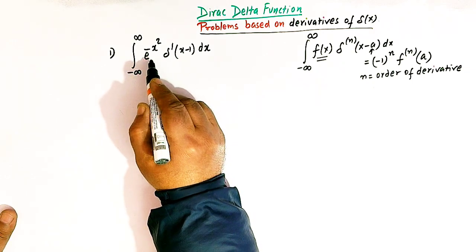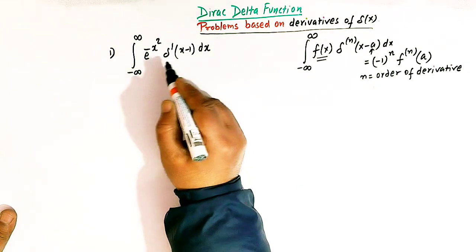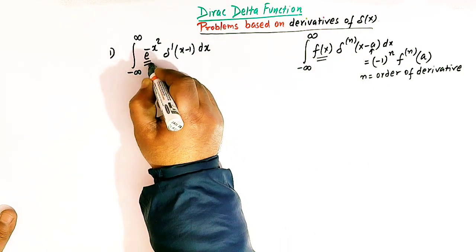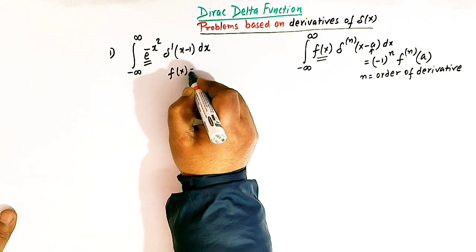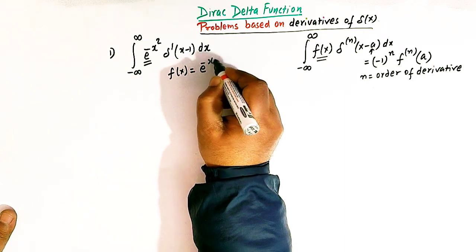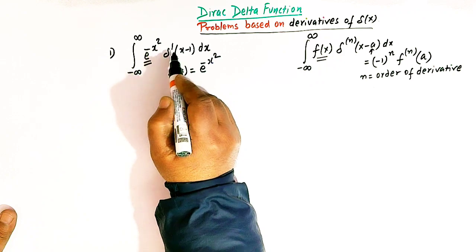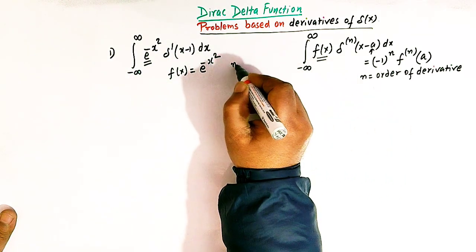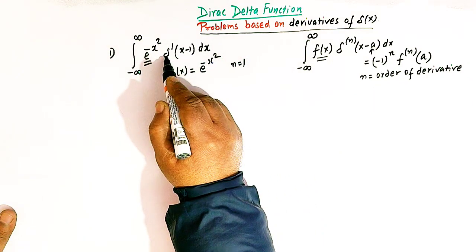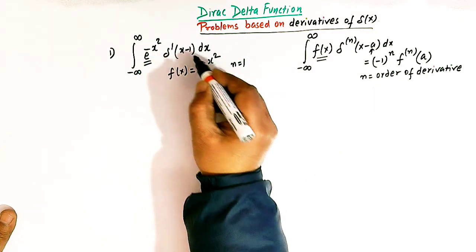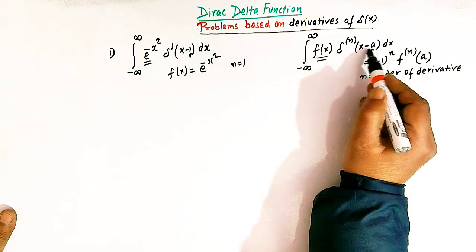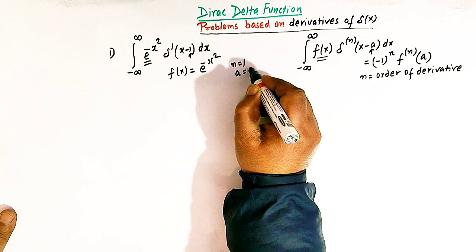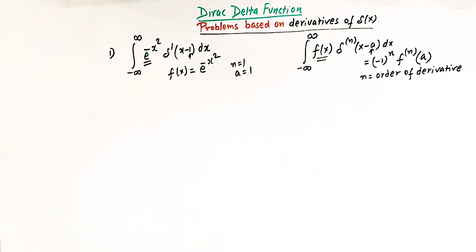So let us come to this problem. If we compare this integral with this one, then we see that our function f of x is e raised to minus x square, and here we have delta prime. It means the value of n is 1, so the first derivative of the delta function is involved. And here we have x minus 1, so the value of a is equal to 1.